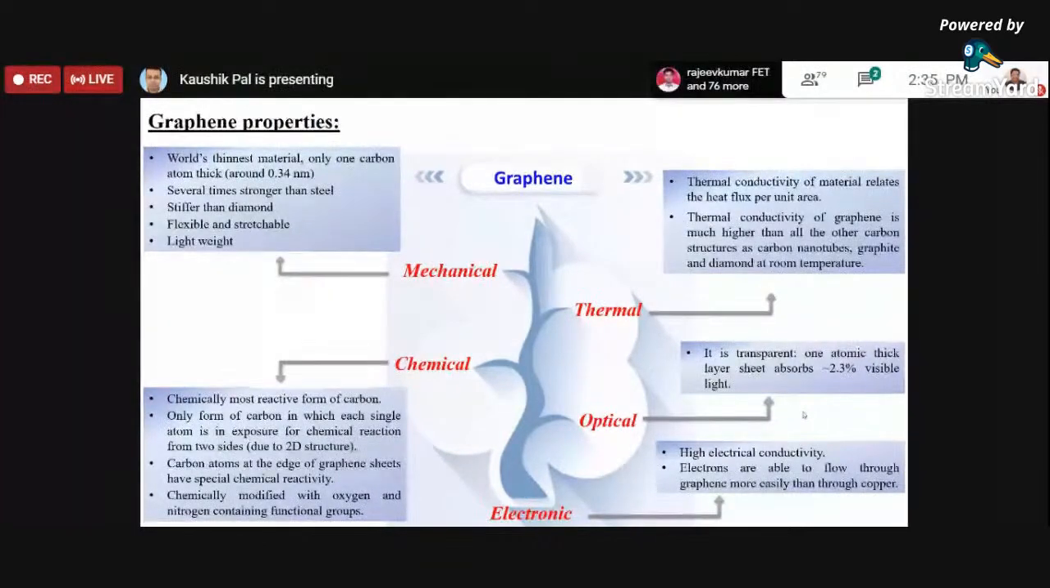If I talk about the thermal properties of graphene, thermal conductivity of a material relates to the heat flux per unit area. The thermal conductivity of graphene is much higher than all other carbon structures such as carbon nanotubes, graphite, and diamond, basically at room temperature. If I talk about the optical properties, it is transparent.